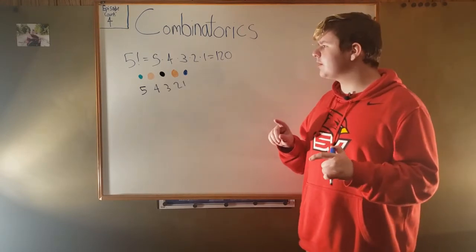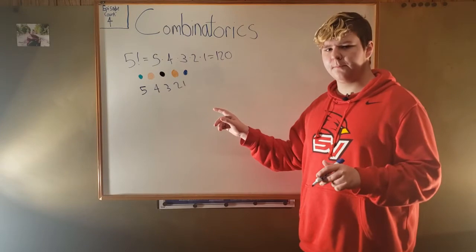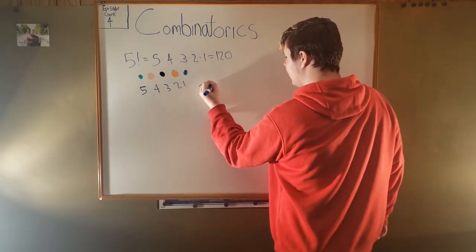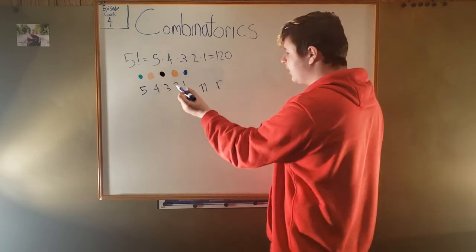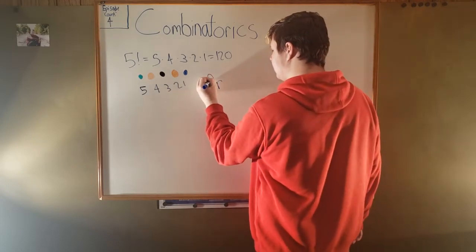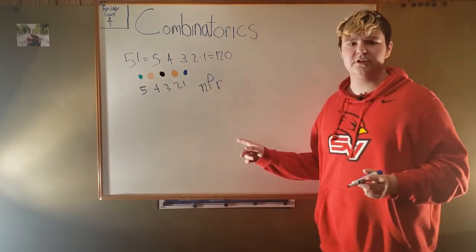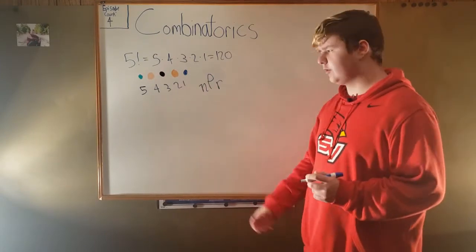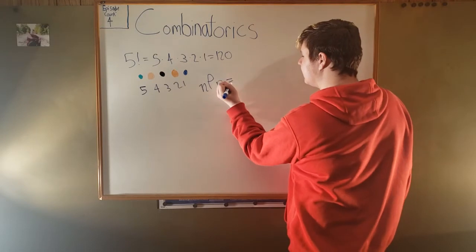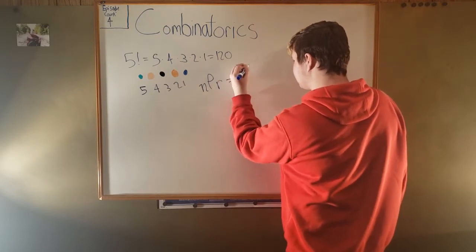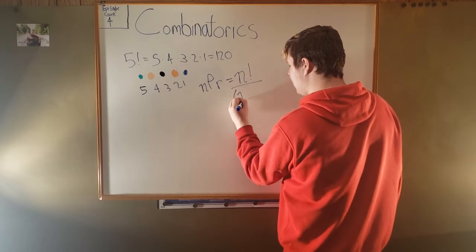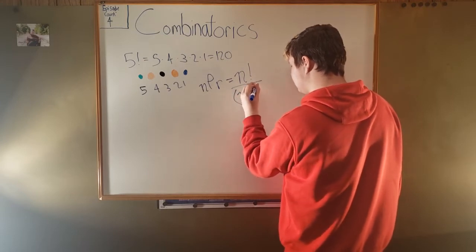But there's a bit more than just taking that number factorial. If we have n objects in r slots, which in this case is 5 slots, then we represent it like this, P for permutations. Like I said, there's a bit more to this than just a factorial. What this really is, is the amount of objects factorial over the amount of objects minus the amount of slots factorial.